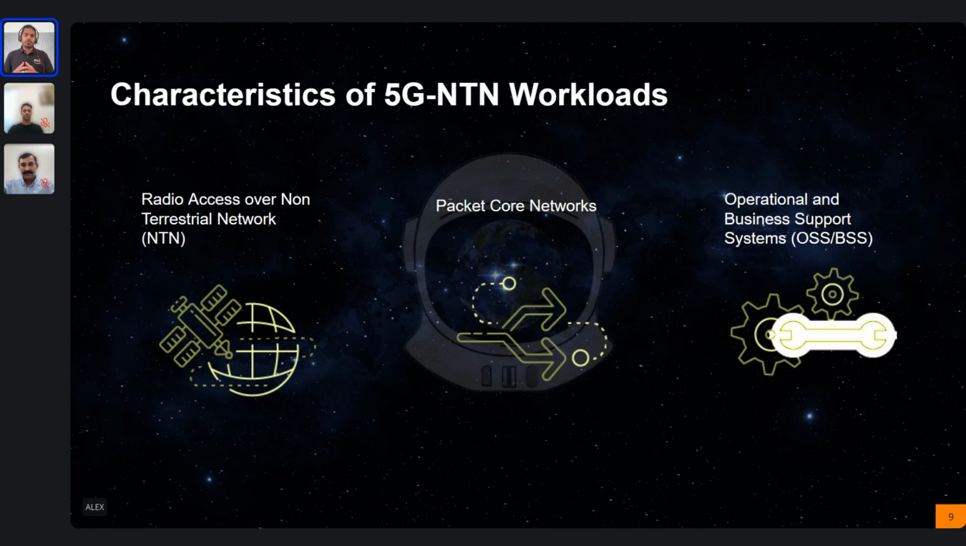Secondly, you need to have a packet core that can support integration and support the 3GPP standards for 5G. And finally, you need to have an operational and business support system that can manage your functions across your communication path. So now that we have established the characteristics of 5G workloads for non-terrestrial networks, let us see what are the challenges we face in building this. Next slide, please, Alex.